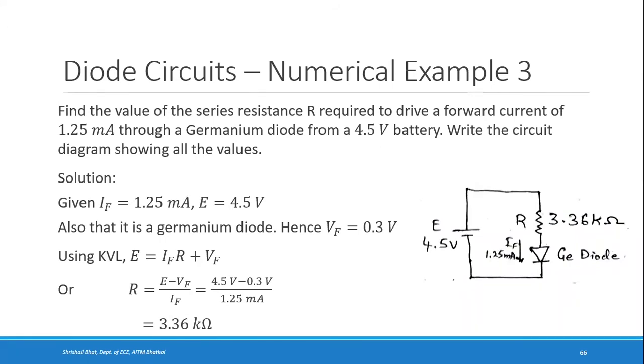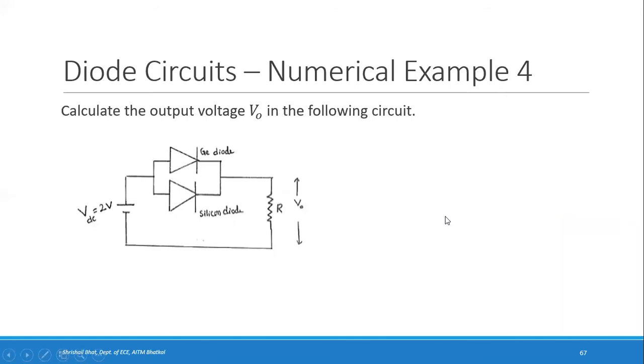So next we will see another problem. Here you have been given a circuit. You are asked to calculate the output voltage V0. Can anyone tell me how to do this? How to calculate the output voltage V0? V0 is the voltage across this particular resistor here.